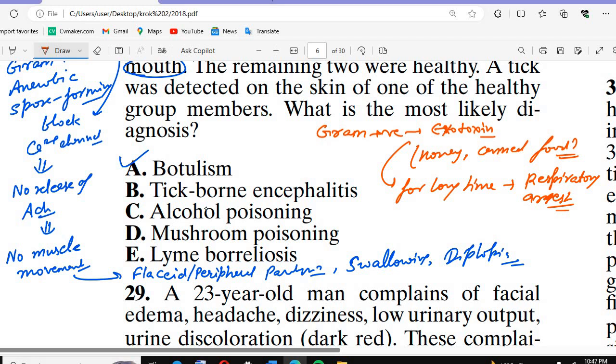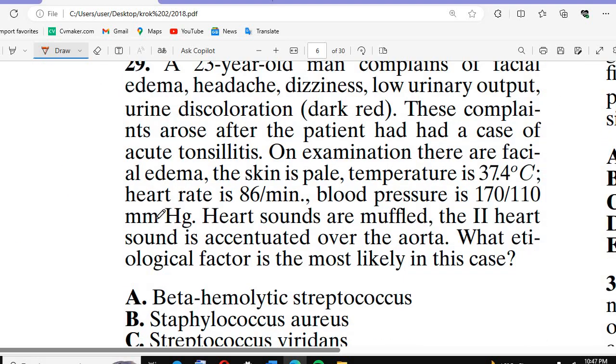For the treatment, we give anti-botulinum serum and antibiotics like streptomycin.